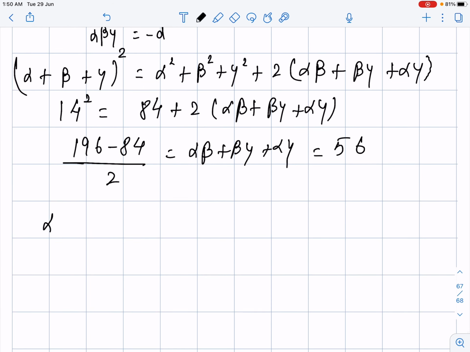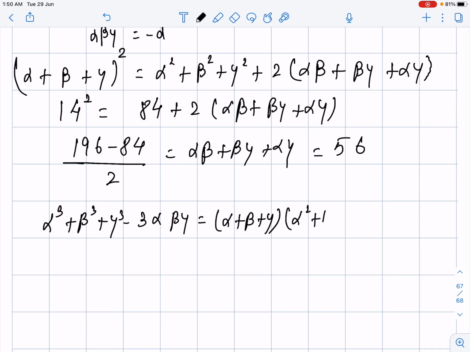How can I compute? So alpha cube plus beta cube plus gamma cube minus 3 alpha beta gamma is equal to alpha plus beta plus gamma, then alpha square plus beta square plus gamma square minus alpha beta minus beta gamma minus alpha gamma. You know this identity, okay? So we'll be going to make use of this identity to get the value of alpha beta gamma.